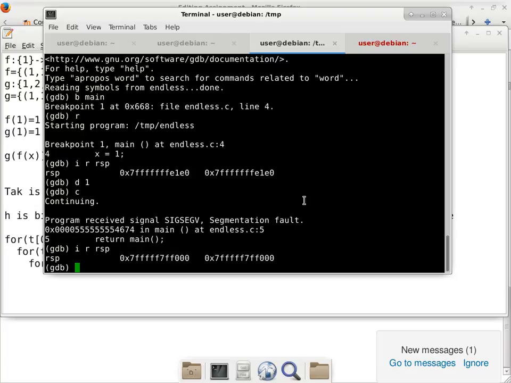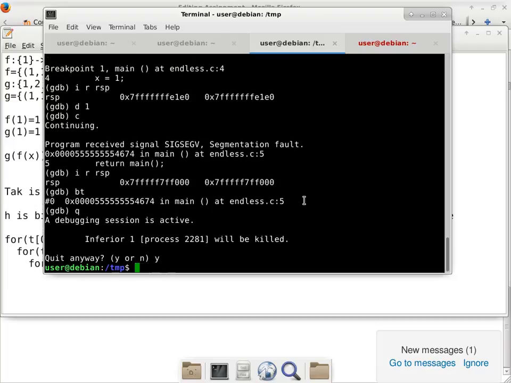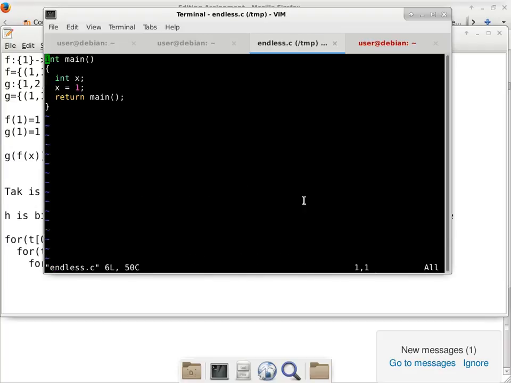And I'm not sure whether BT would work in this case. Yep, it doesn't work. I guess it has to do with, we're in main, so it doesn't really work. Let me see if I can get this to work. Because I want to show you how to use BT, or backtrace, because it is a very useful feature in a debugger.